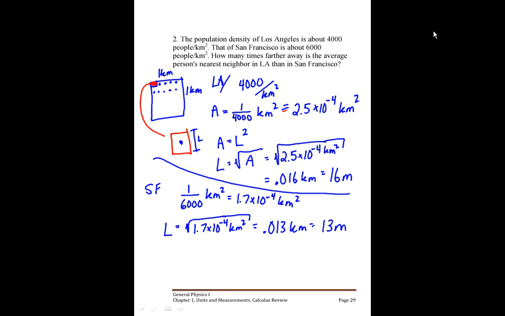If you were to lay them out equidistant, every person equidistant from the person next to them, they would be 13 meters apart. Now, I want to know how many times further away is the average person's nearest neighbor in Los Angeles than in San Francisco. So we just take the ratio of these two. We just say 16 meters over 13 meters. In Los Angeles, a person is 1.2 times farther away than in San Francisco.